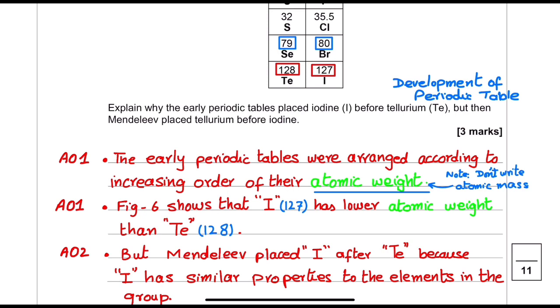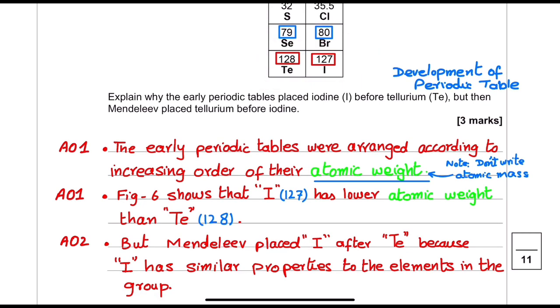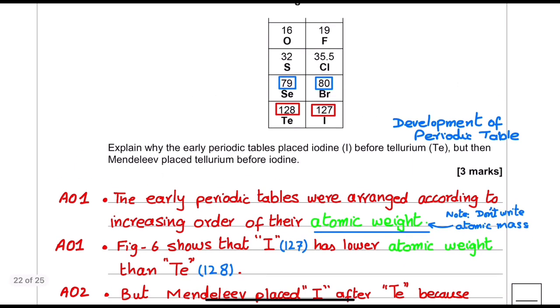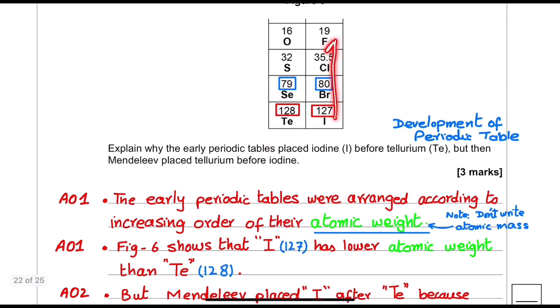Figure number 6 shows that iodine 127 has lower atomic weight than tellurium, which is very obvious. But Mendeleev placed iodine after tellurium because iodine has similar properties to the elements in the group. Means iodine has similar properties to the elements in its group, whereas tellurium has properties similar to this group.